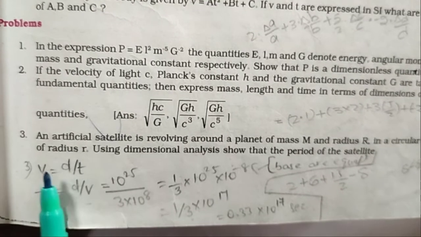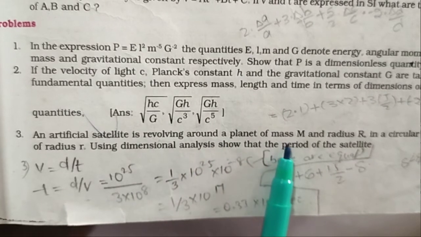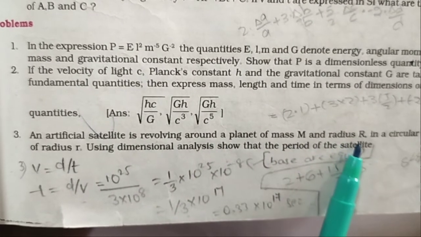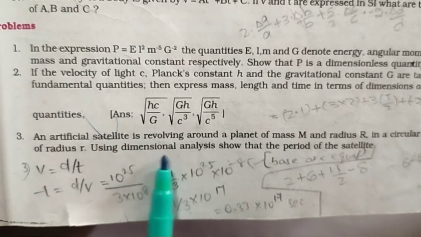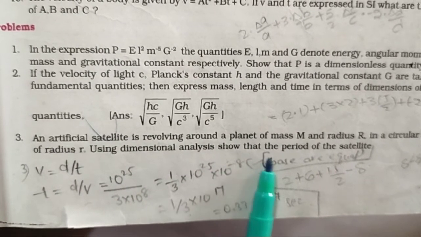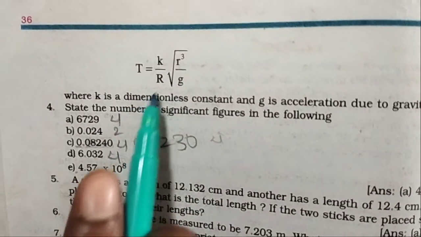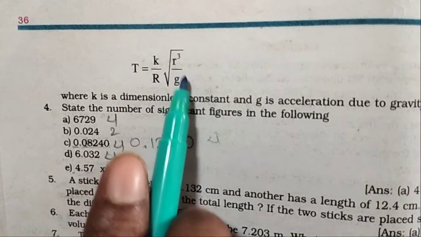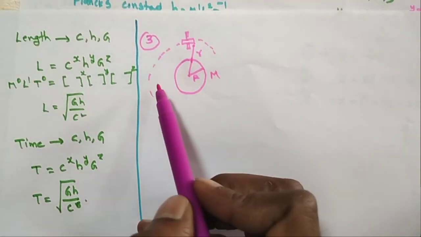Next, third problem. An artificial satellite is revolving around a planet of mass capital M, radius capital R, in a circular orbit of radius r. Using dimensional analysis, show that the period of the satellite t is equal to k by R under root of r cube by g. This is the third problem.